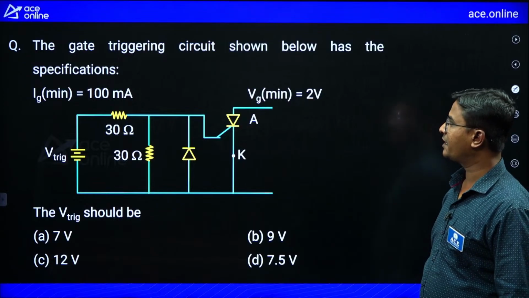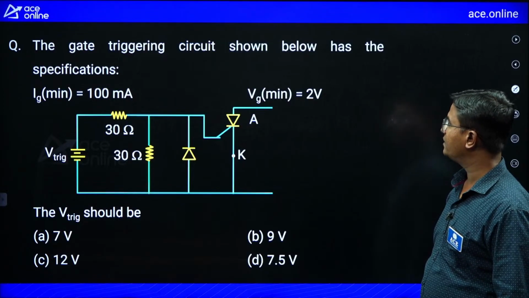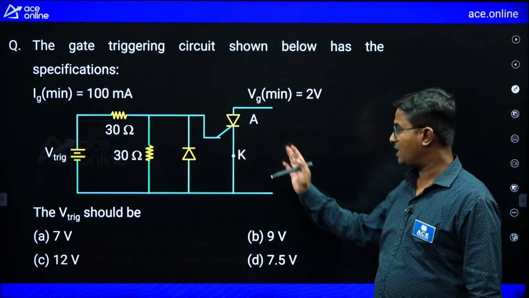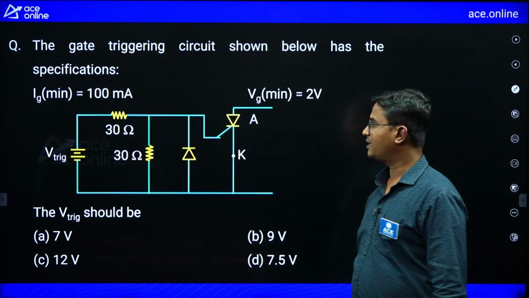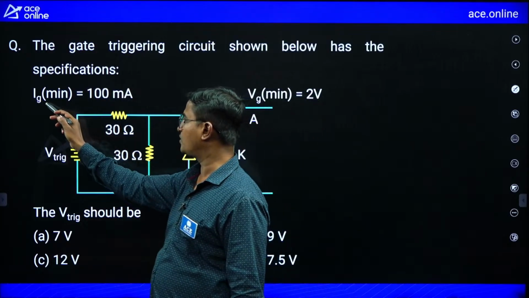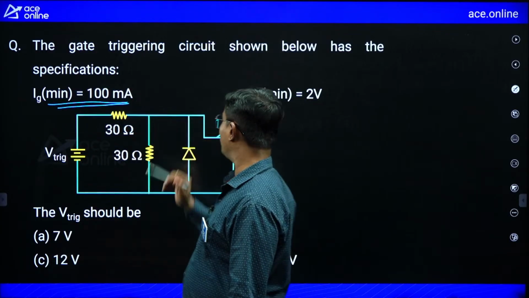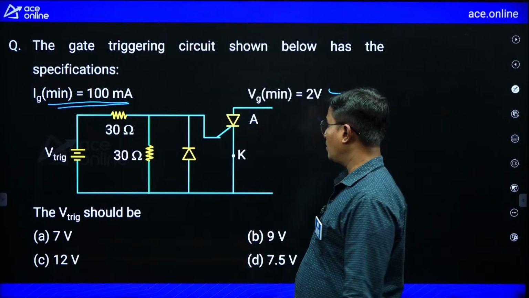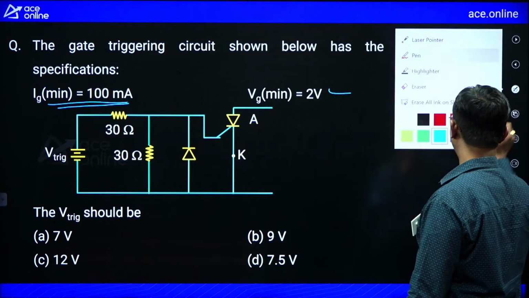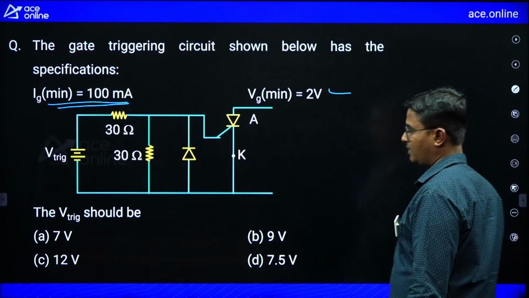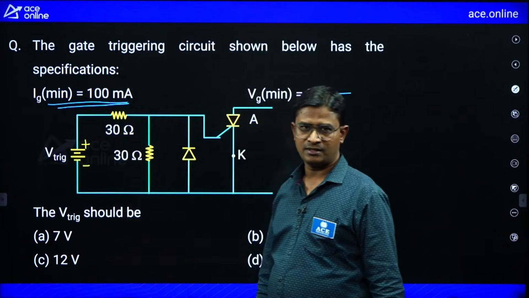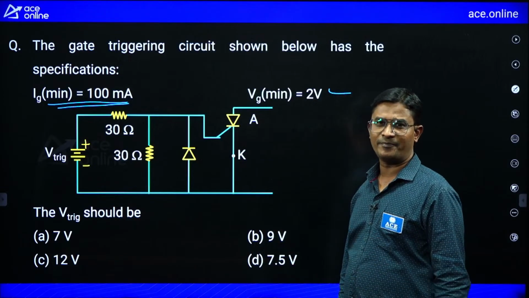Next, the gate triggering circuit shown below has the specifications. They have given this circuit, and here the minimum gate current required to turn on the SCR is 100 milliampere, and VG min is 2 volt. So what is the V trigger? That is the trigger voltage they are asking. Trigger voltage means this voltage they are asking. V trigger. So this is a simple network theory problem.